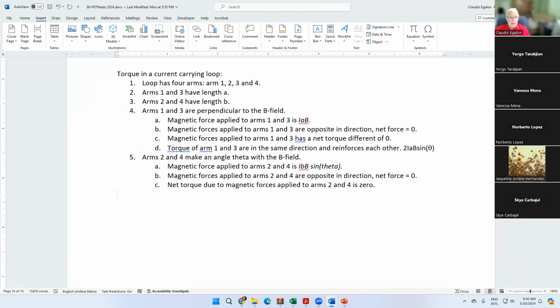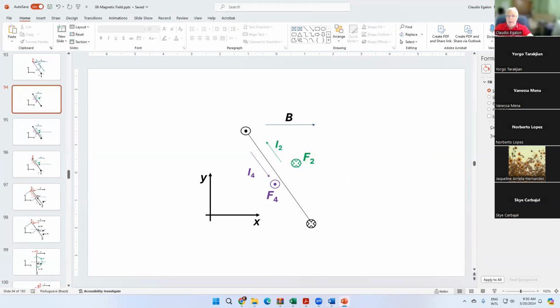That's what you have. And now what's going to happen? Once you have a magnetic force pointing up here, this magnetic force is going to apply a torque that's going to make the loop oscillate back and forth, unless you do something else.